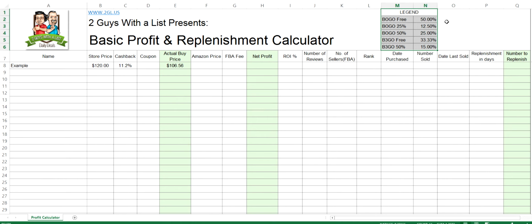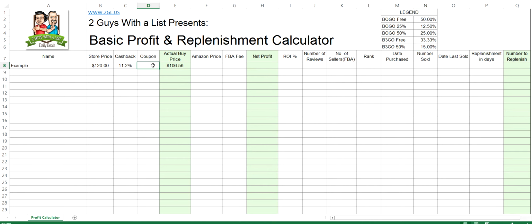So for example, you can have a buy one, get one free, BOGO free, at 50%. That's the same as 50%. You can have a BOGO 25%, which is the same as 12.5%. You can have a BOGO 50%, which is the same as a 25% discount. You can have a B3G1, buy 3, get 1 free, which is the same as a 33.333333% discount. Or you can have a B3G1 50%, which is the same as a 15% discount. Okay, buy 3, get 1, 50% off.